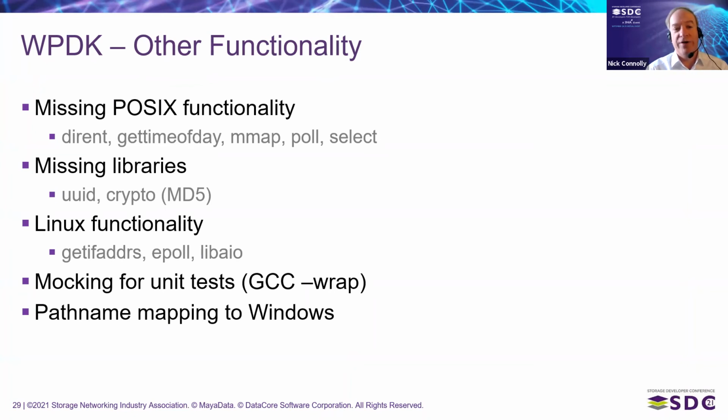One of the trickier areas was adding support for GCC's mocking functions, which are used by the unit test code via the --wrap compile line argument. And finally, the ubiquitous issue running Linux code on Windows. There needs to be some form of path name mapping to keep everything sane.